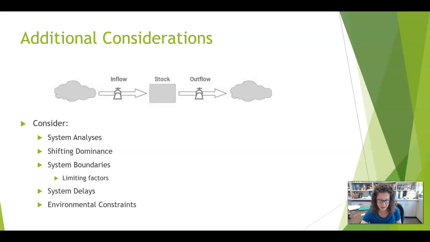Every system will extend beyond what we can show in the model. The model is used to simplify, to help us understand the system, but we can't ignore those limitations or those factors outside the boundaries of what we can depict in our model. We also have to identify system delays.